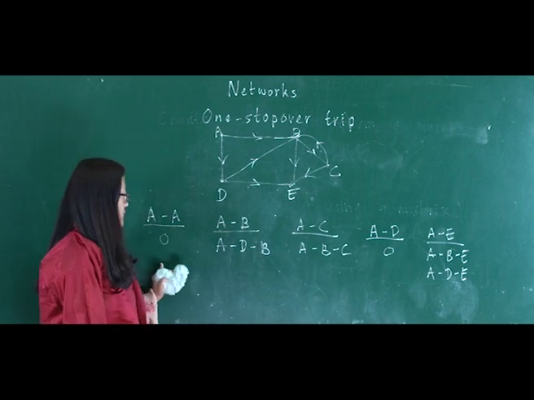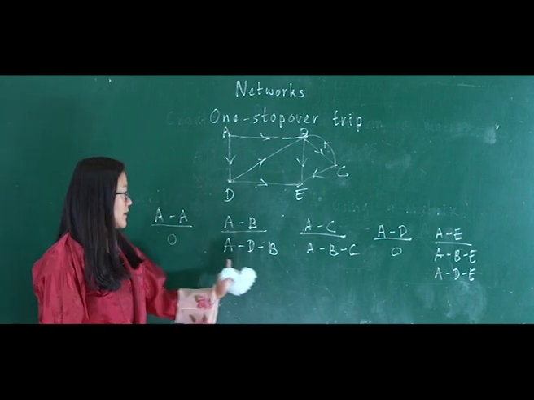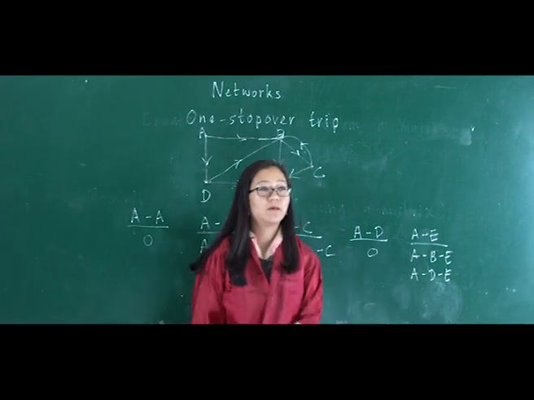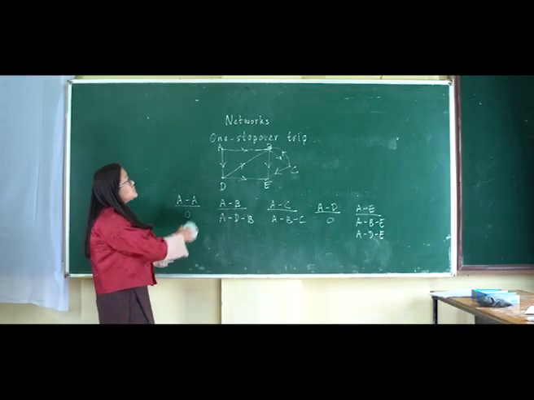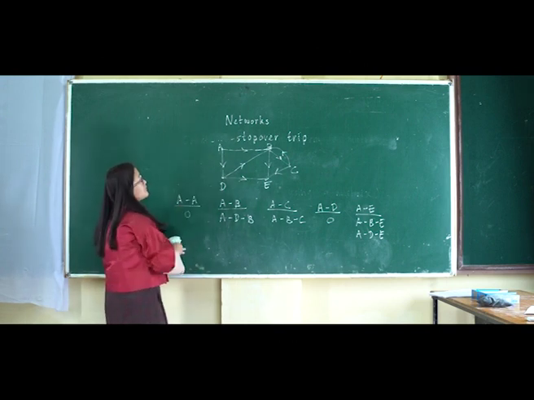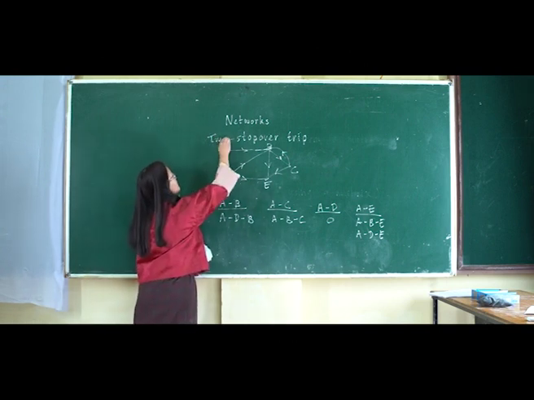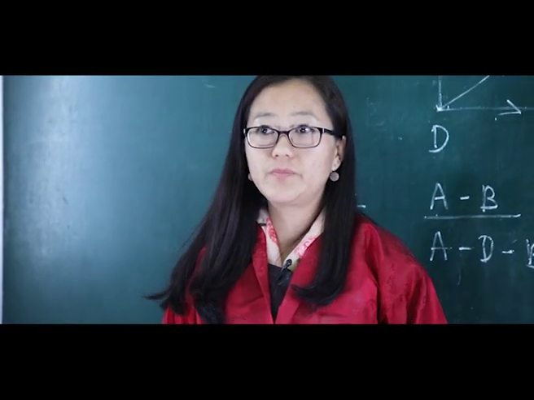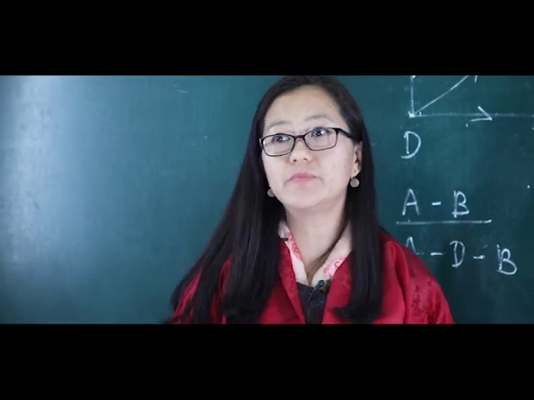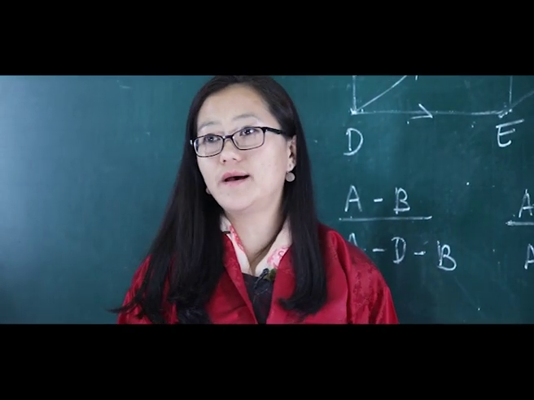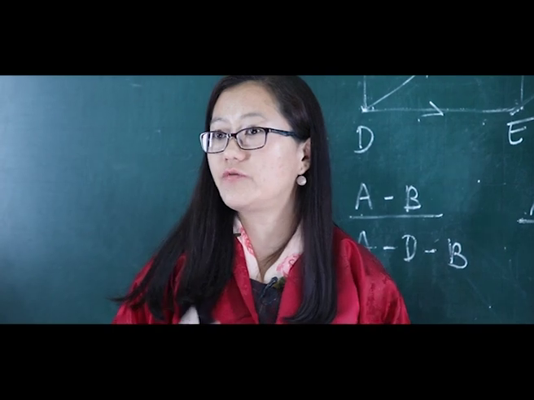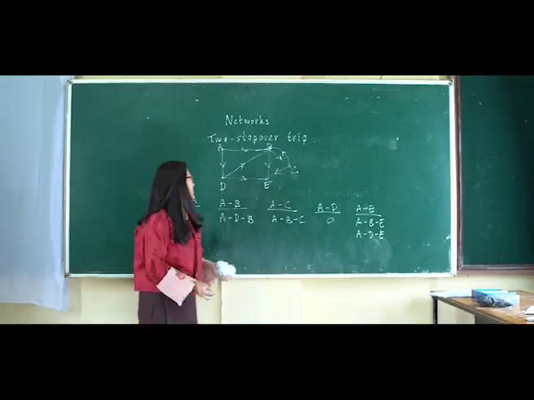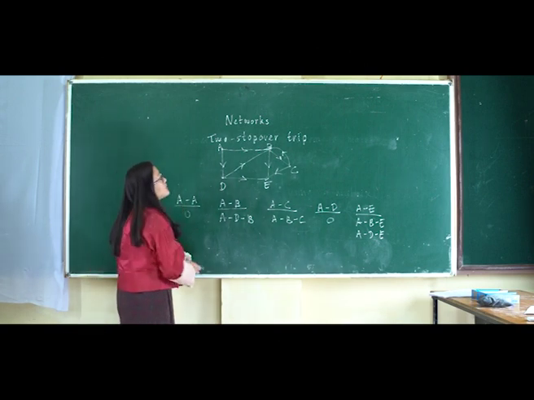Similarly, you will have to find out for B to A, B to B, B to C, B to D, and B to E. Now to move on to the concept of two stopover trip. You already know what a one stopover trip is. So two stopover trip would mean that we will have to stop at two different places before landing on to your final destination. So A to A again.